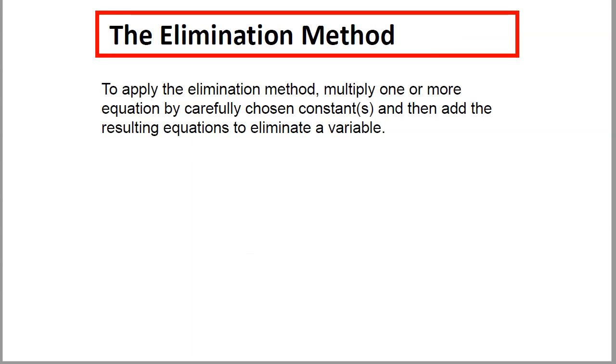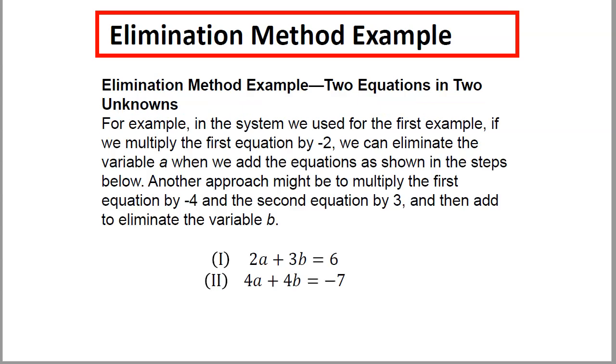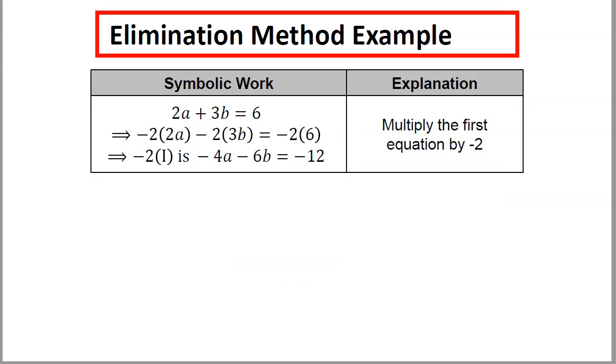To apply the elimination method, we multiply one or more equations by a carefully chosen constant, and then we add the resulting equations to eliminate a variable. Let's look at an example. Again, with two equations and two unknowns, and in fact, the same system. Our first step will be that we'll multiply the first equation by -2. There's lots of choices here. This is just one example.